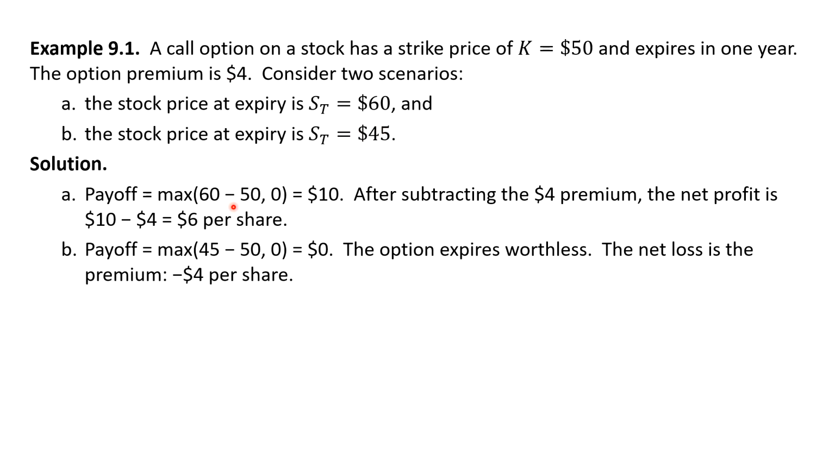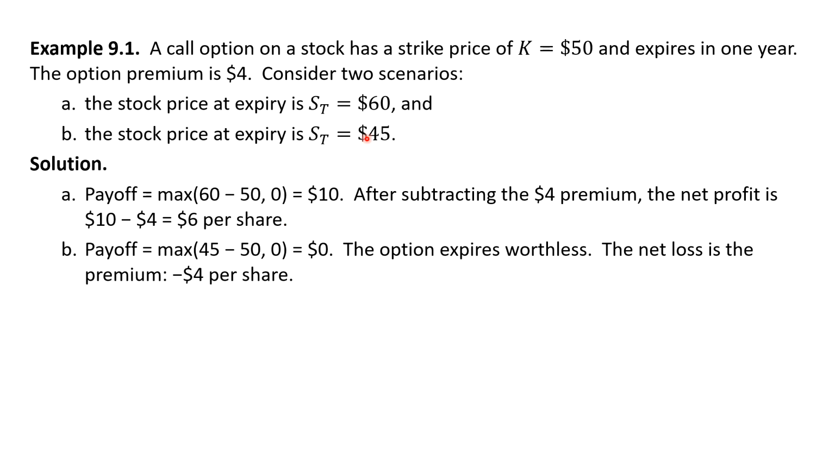So let's look at each one of these in terms of the payoff. Here we're talking about a call, and the price goes up. So we can buy the stock at $50 and sell it immediately at $60. So we make $10 profit off of this call option. And then we paid $4 for the privilege of doing this, so we have to subtract that, and then our profit is $6 per share.